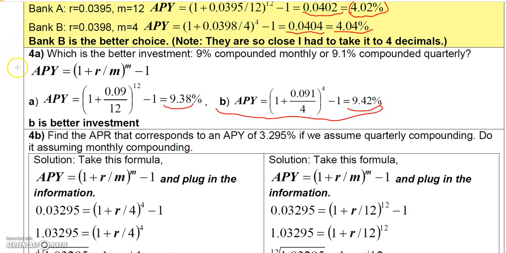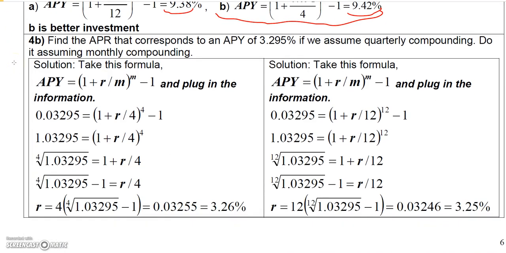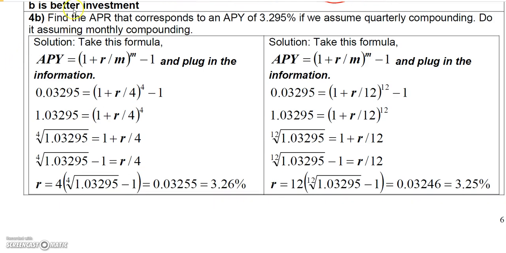Now, another question you might be asked is to find the annual percentage rate that corresponds to a given APY. So let's say you have an APY of 3.295% and you want to find the APR that corresponds to that. If you're going to find the APR, you have to know the compounding schedule for your APR. So here I've given you that we're going to assume quarterly compounding.